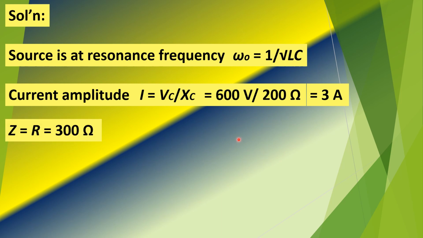So at resonance frequency omega naught, we say that the impedance, capital Z, is just equal to the resistance, capital R, which is 300 ohms.